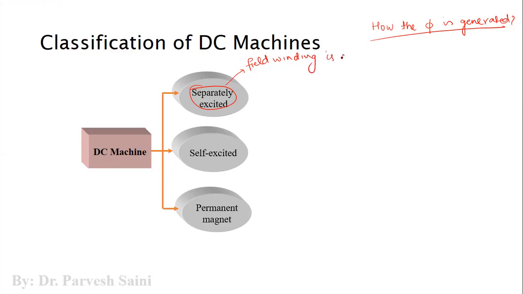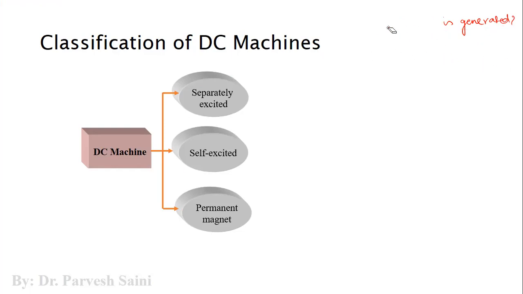Okay, so if the field winding is connected to a separate DC source, that means we are generating the magnetic flux through a separate DC source. And that is why this type of machine is known as separately excited DC machine.